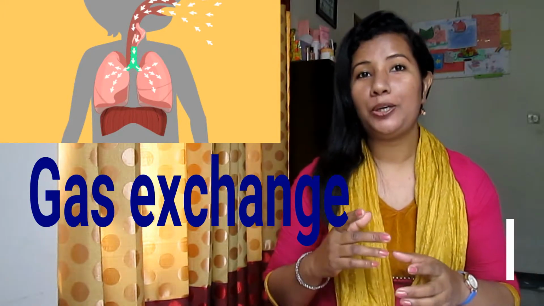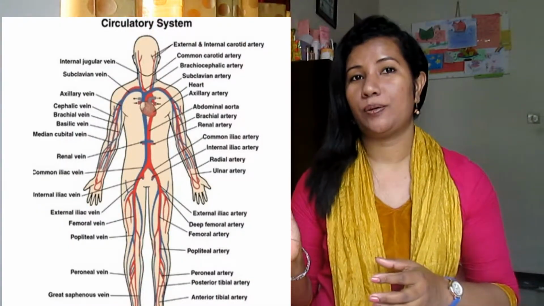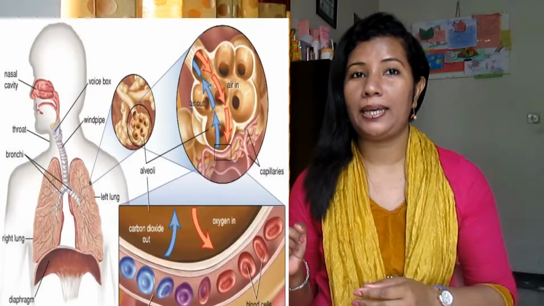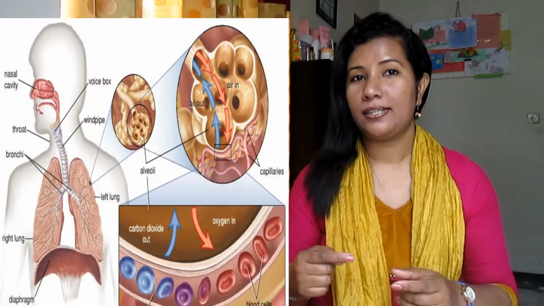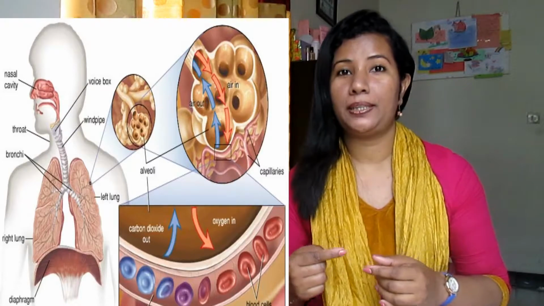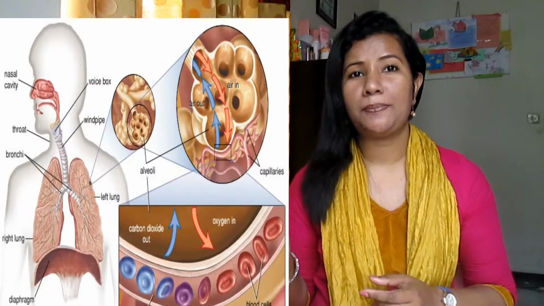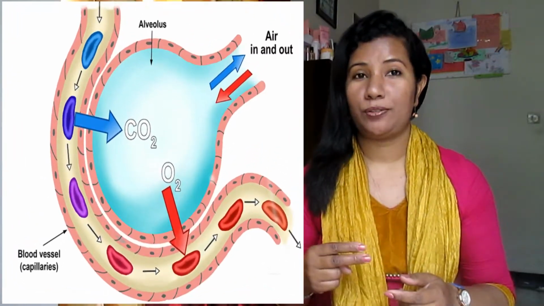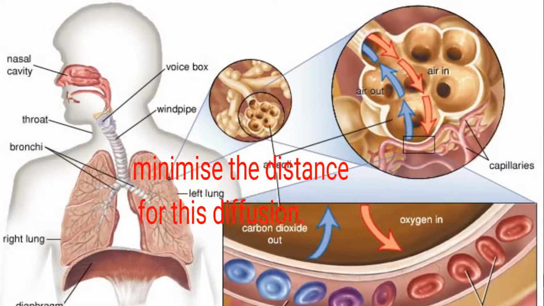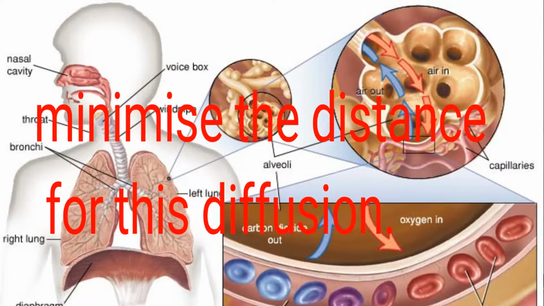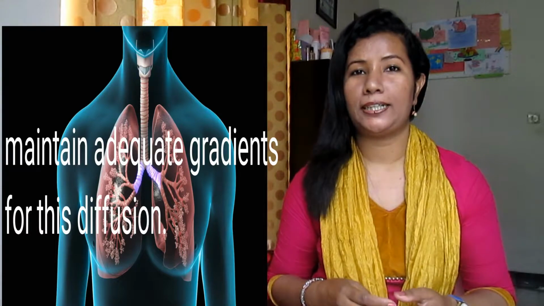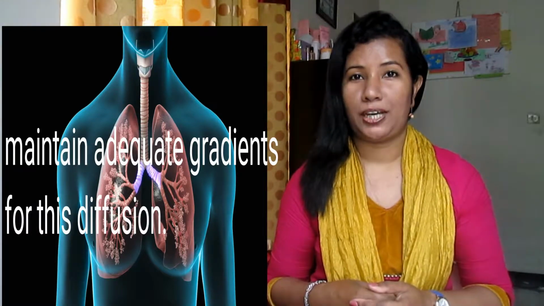Okay, in humans, the gas exchange system links the circulatory system with the atmosphere. It's adapted to: number one, clean and warm air that enters during breathing; number two, maximize the surface area for diffusion of oxygen and carbon dioxide between the blood and atmosphere; number three, minimize the distance for this diffusion; number four, maintain adequate gradients for this diffusion.